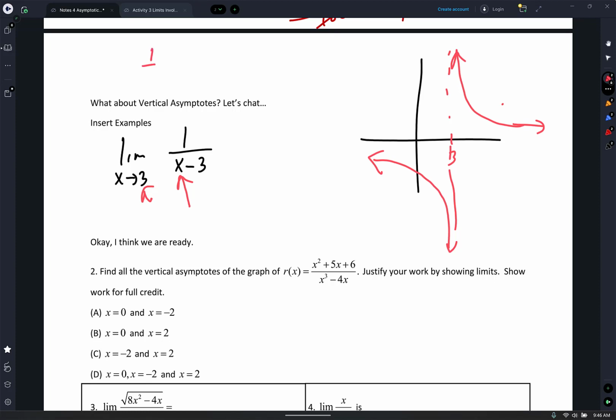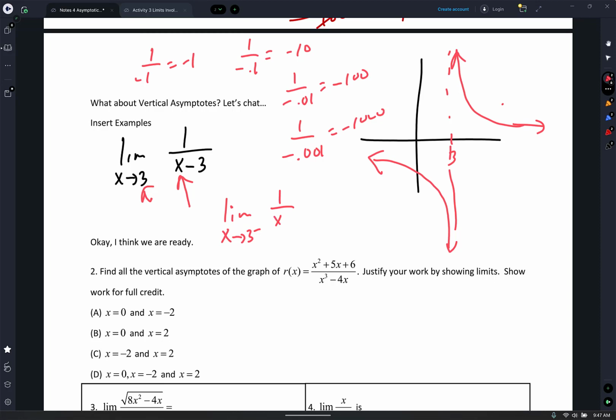So 1 divided by negative 1 is negative 1. 1 divided by negative 0.1 is negative 10. 1 divided by negative 0.01 is negative 100. 1 divided by negative 0.001 is negative 1,000. Does that make any sense, guys? So I already know if I approach from the left, it has to be negative infinity because I'm dividing 1 by a very, very small negative number. So I'm going to write it here. Limit as x approaches 3 from the left of 1 over x minus 3 is negative infinity.